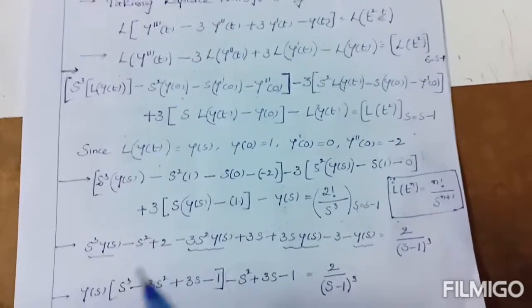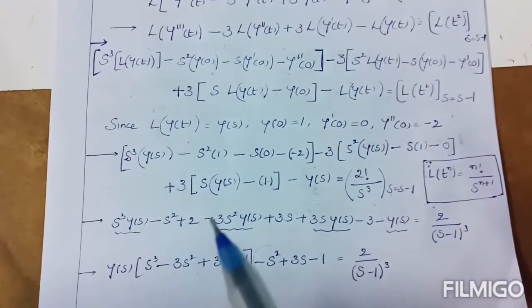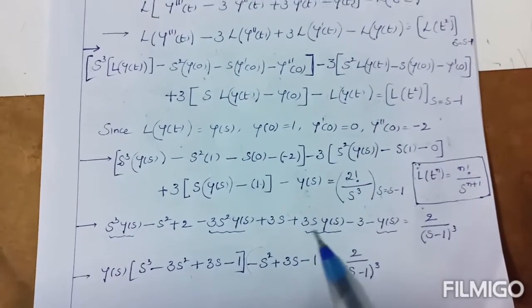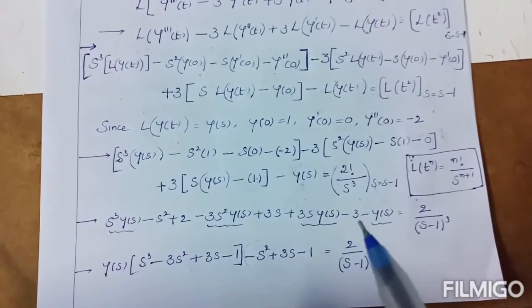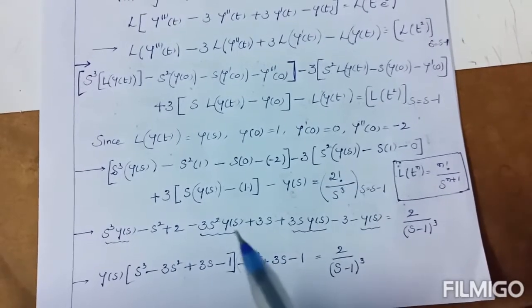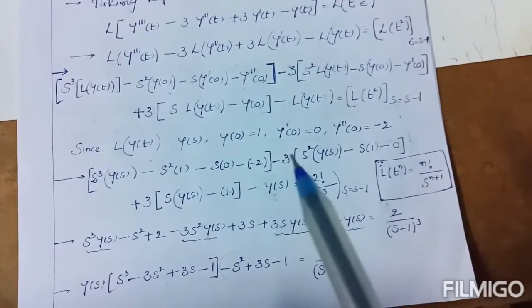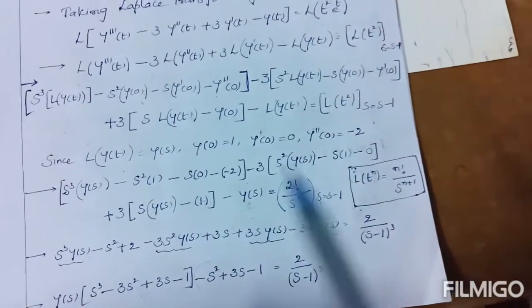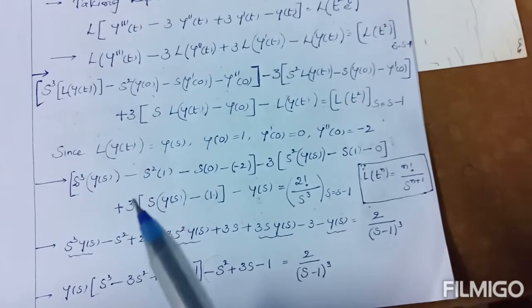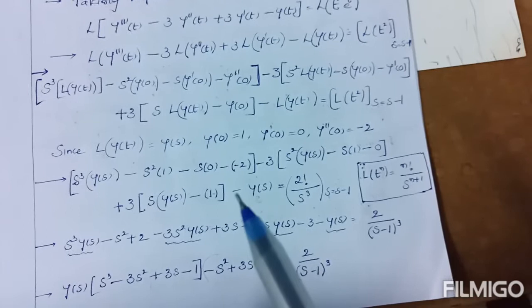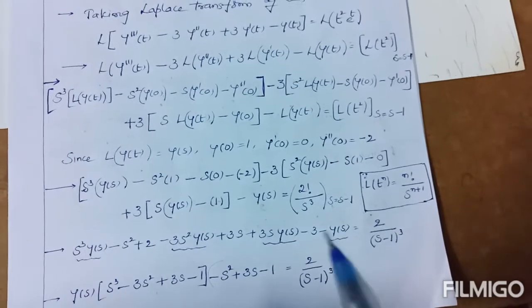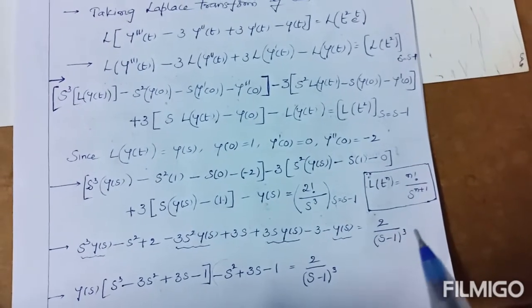s square y of s minus s square plus 2 minus 3s square y of s plus 3s plus 3s y of s minus 3 minus y of s. These are the values. Minus 3s square y of s minus 3 into s, 3s minus 3 into 0, 0. Next term is 3s into y of s, 3 into 1 is minus 3, minus y of s equal to, now here 2 factorial is nothing but 2, over s minus 1 whole cube.